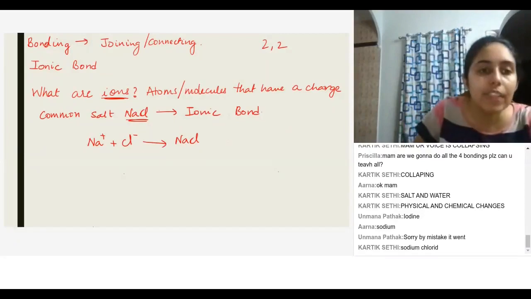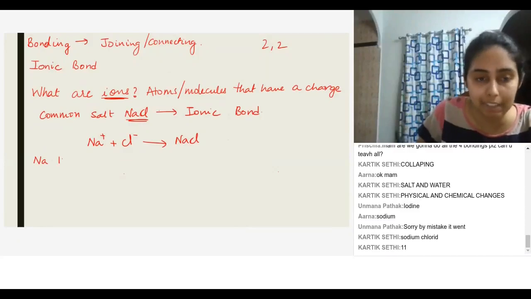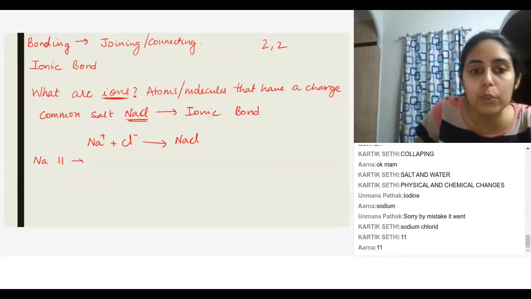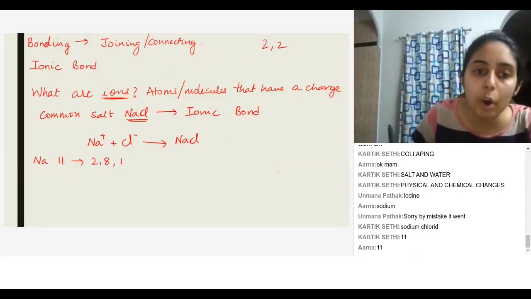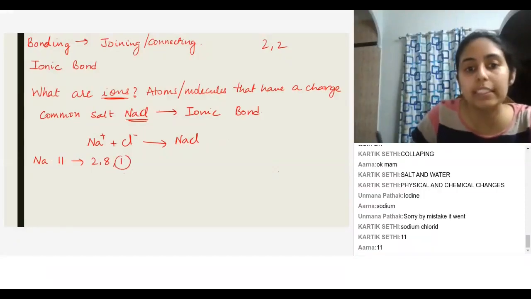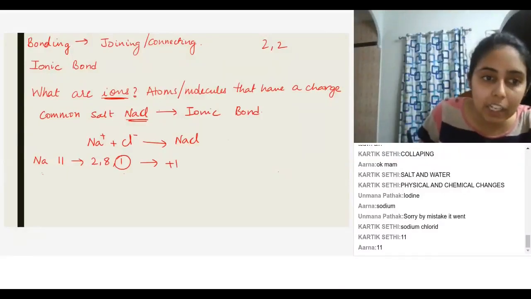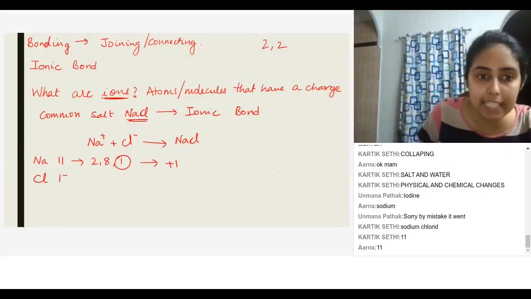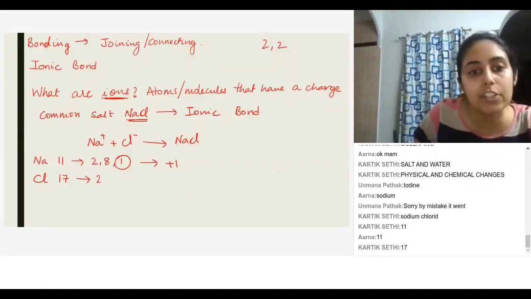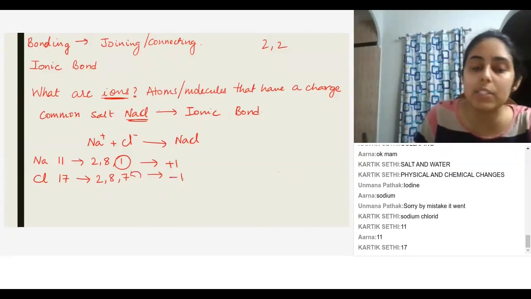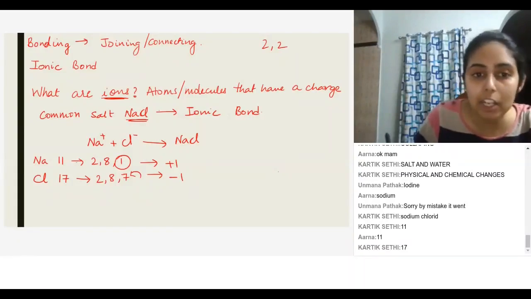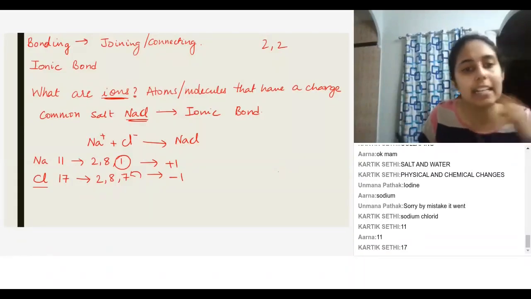Now, we know that sodium has atomic number 11. Its electronic configuration is 2, 8, 1. So according to the octet rule, it has to lose this one electron, so its valency is +1. Similarly, chlorine has atomic number 17. Its electronic configuration is 2, 8, 7, meaning it has to gain one electron. Because it gains one electron, its valency is -1. Now, sodium has lost one electron and chlorine needs one electron.